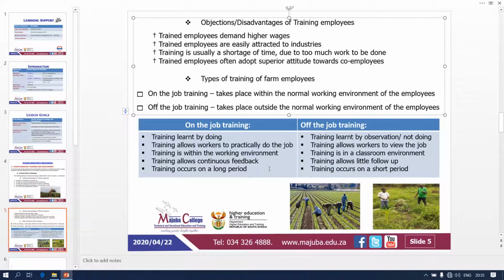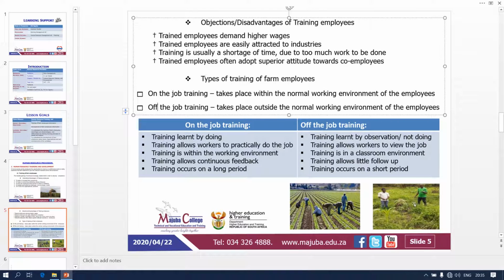Training allows continuous feedback. If there's something I don't see nicely here, I can ask my employer. It occurs over a long period. Remember, they can do this today, tomorrow they can be doing another. It's got these 5 bullets. Learn by doing, they're doing it. Doing practical in the working environment. Continuous feedback over a long period.